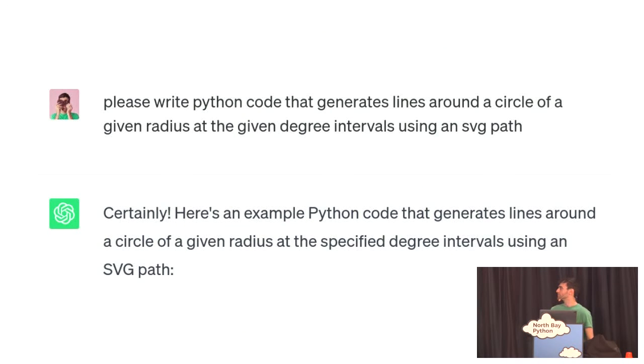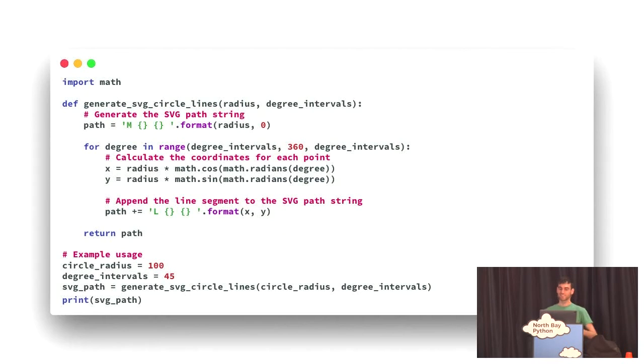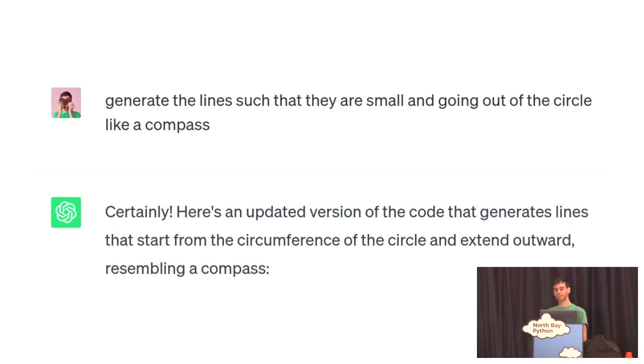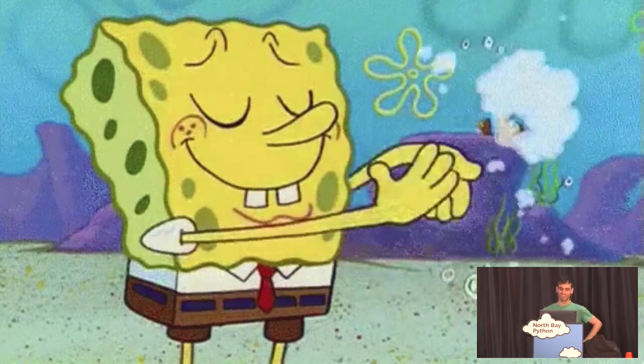And here I ask it, please write Python code that generates lines around a circle of a given radius at the given degree intervals using an SVG path. And it goes, certainly. And here's the code that it generated. It looks pretty good. But when I ran it, it wasn't quite right. So it probably won't get it right the first time. But if you ask it again, being more descriptive, it works. And that's great, because my job's done.